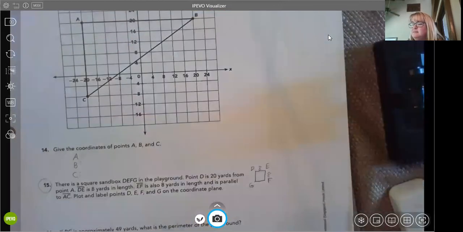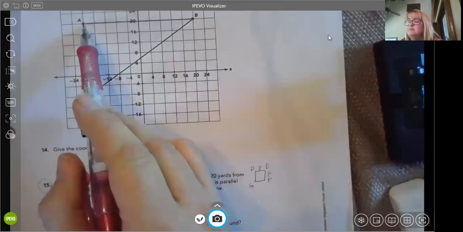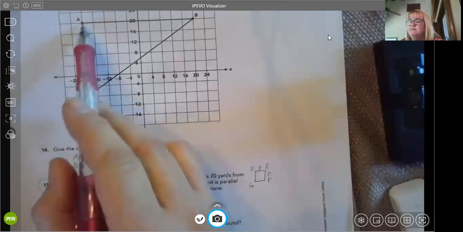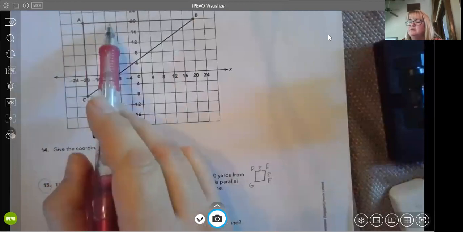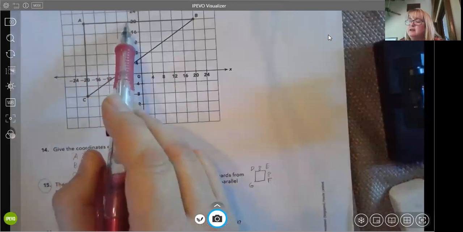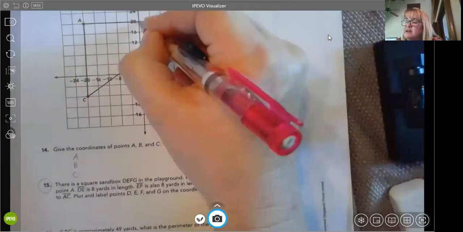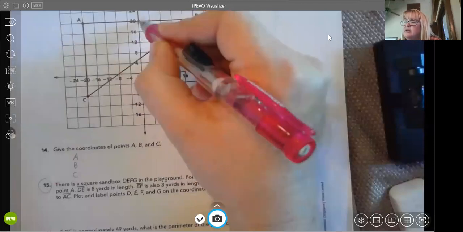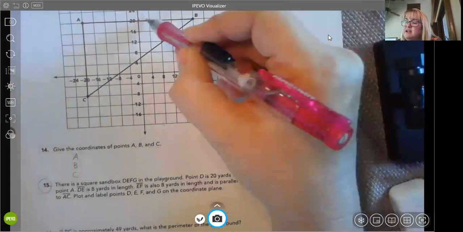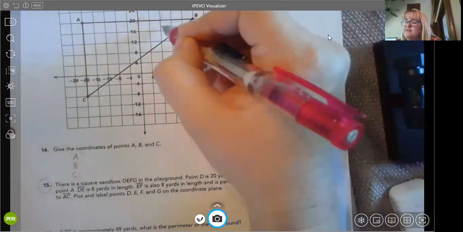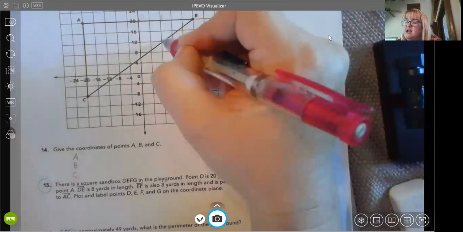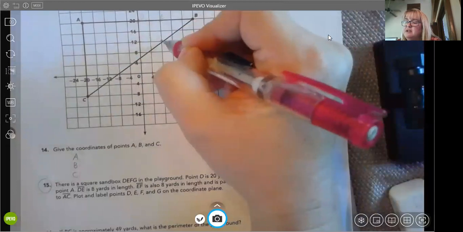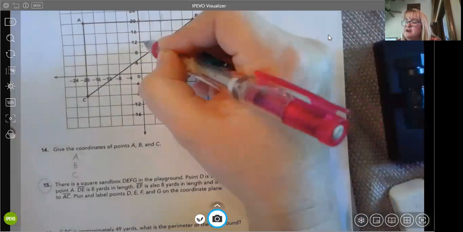All right, so I need to make a sandbox. D needs to be 20 yards away from A. So there's 2 ways I can do this. Let's look at both. D is 20 yards away. 4, 8, 12, 16, 20. So that would put, I'm going to kind of lightly write that, D here, and it's 8 yards, so this is 4, 8, E would be here, and then F, 4, 8, F, and then G would be here. It may be here, okay?